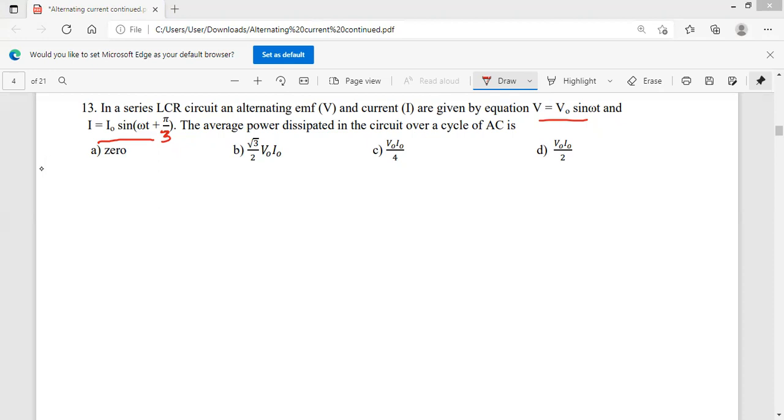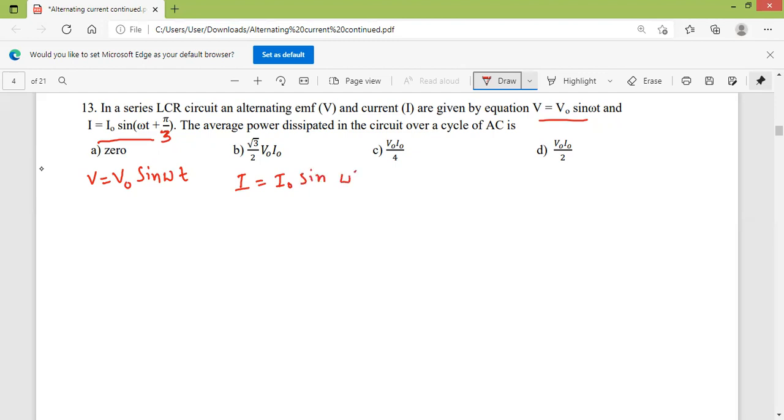We know that they are given V = V0 sin ωt and I = I0 sin(ωt + π/3). These are the equations given. Now we want to calculate the power dissipated.